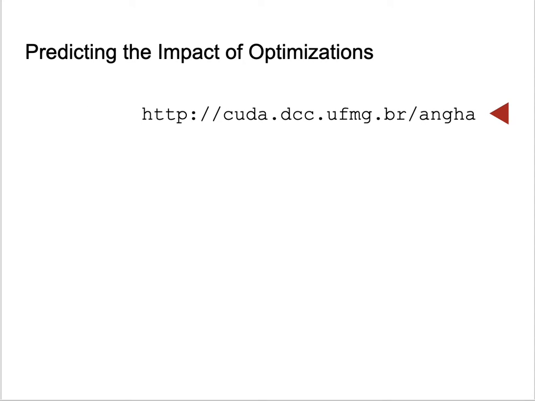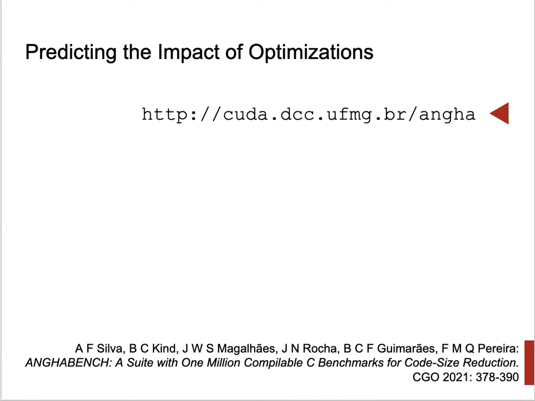For instance, let's take some programs. You can get lots of them from AnghaBench. There are 1 million compilable programs in this repository. If you want to know how they were collected and curated, you can read the CGO paper from Silva et al.